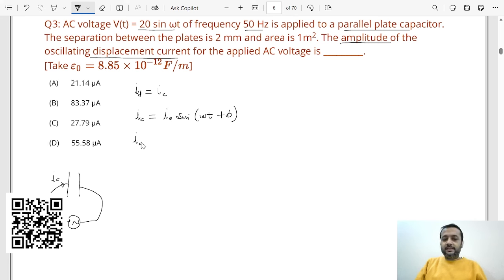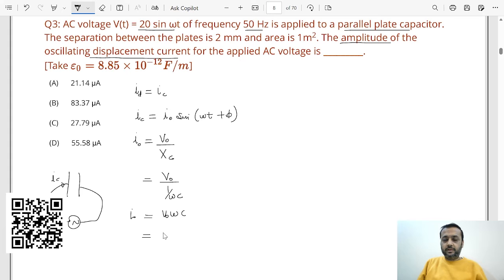Okay, so we can say that I naught will be V naught, which is the peak voltage, upon XC. Remember what is XC? XC is the capacitive reactance. If you remember, XC is 1 by omega C. So I naught will become V naught into omega C.